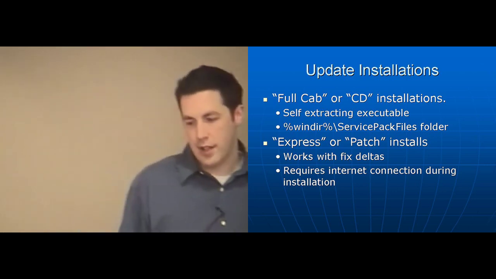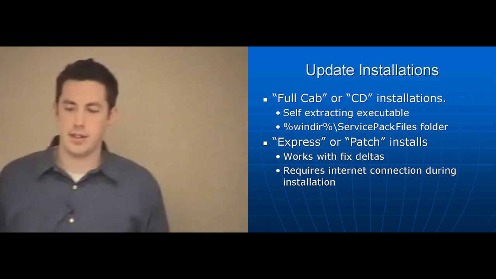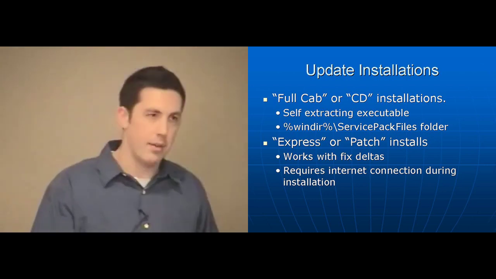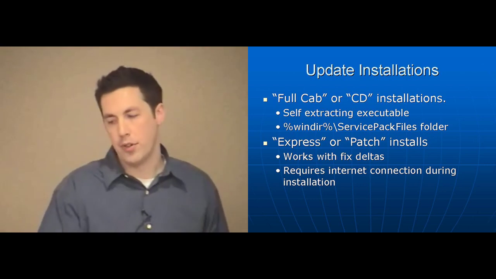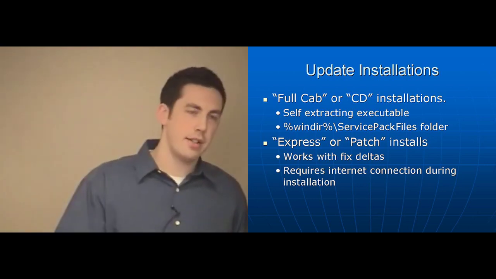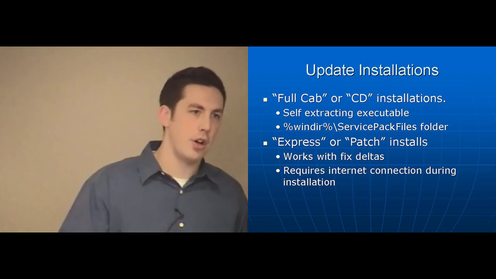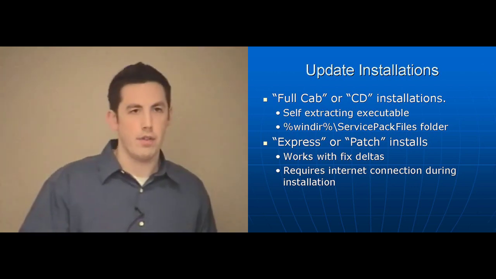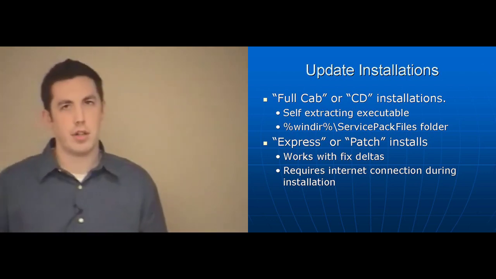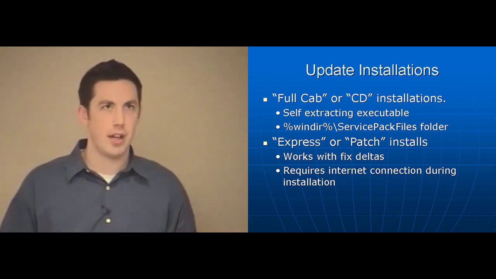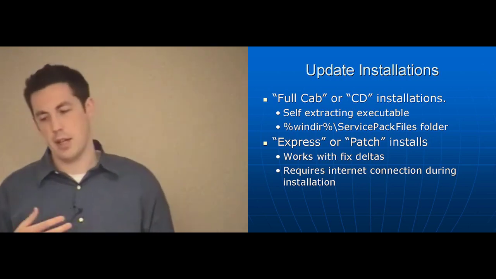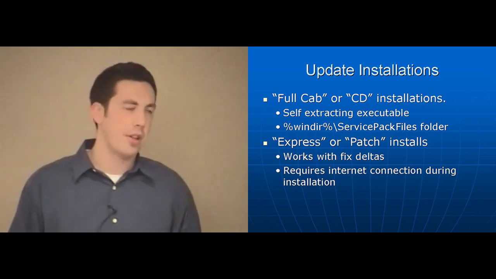So there are a few different types of update installations. Probably the most common in our test environments is the full cab or CD installation. The full cab installation is a self-extracting executable that contains all of the installer binaries and all of the payload binaries. If you come to Microsoft and you call up and want a CD shipped to you, that's what it's going to have. The CD is just going to be some documentation and this full cab installation.